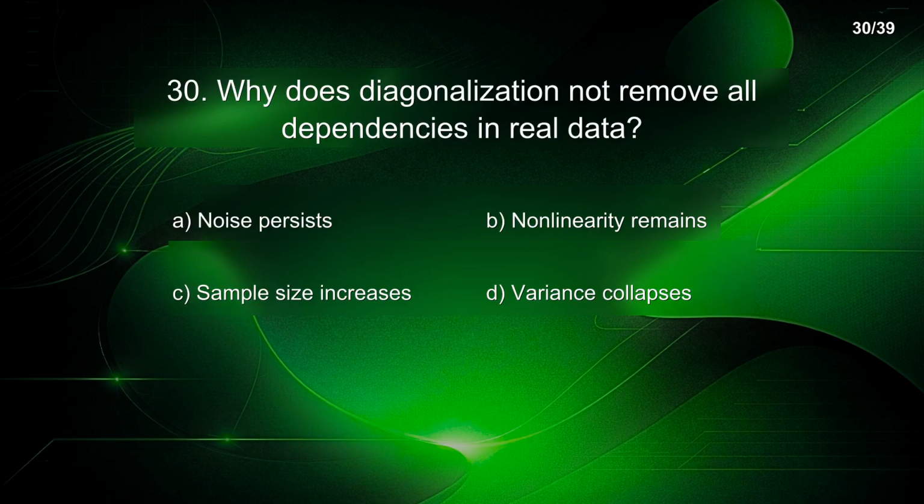30th question. Why does diagonalization not remove all dependencies in real data? A. Noise persists. B. Nonlinearity remains. C. Sample size increases. D. Variance collapses. Correct answer is B. Nonlinearity remains.